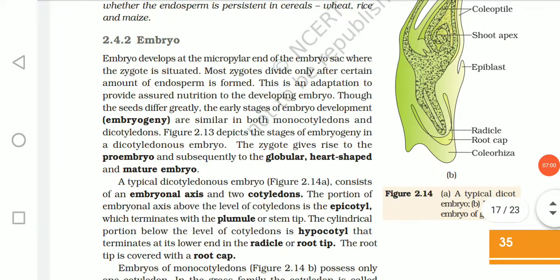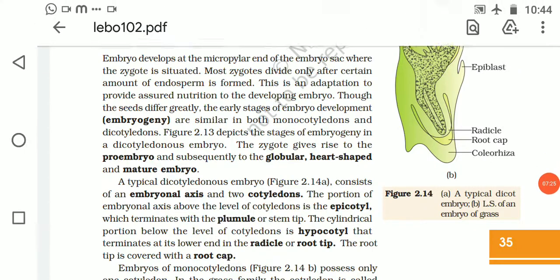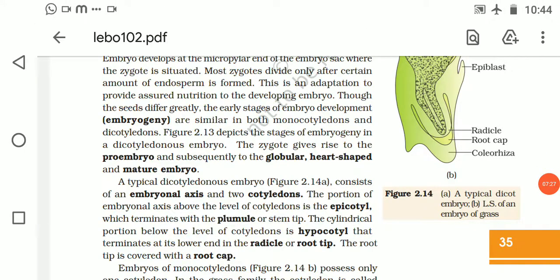Now, when this occurs, there is an adaptation which will provide nutrition to the developing embryo. Though the seed greatly differs, the early stages of embryo development are almost the same whether it is monocotyledons or dicotyledons. So embryogeny is not going to differ. The zygote will give rise to proembryo, then globular, heart-shaped and mature embryo. All the stages are going to be the same.